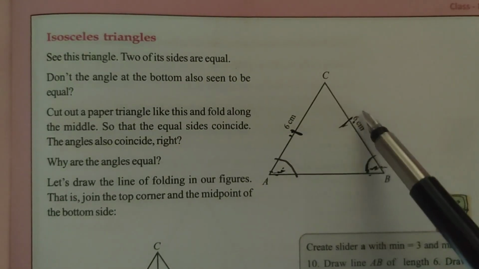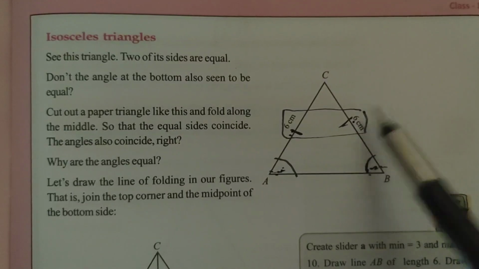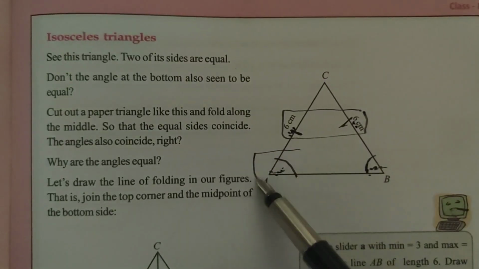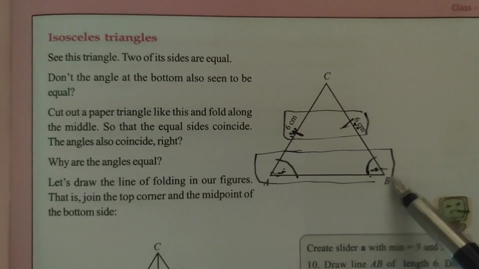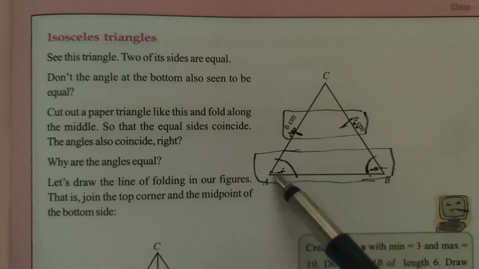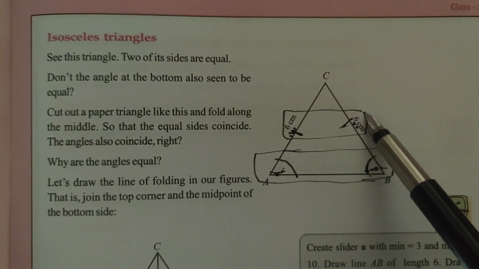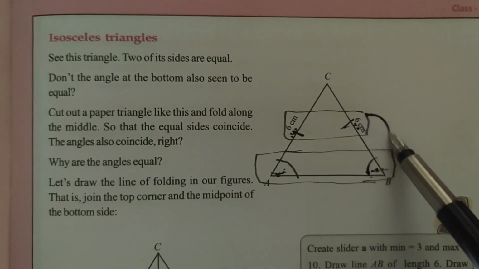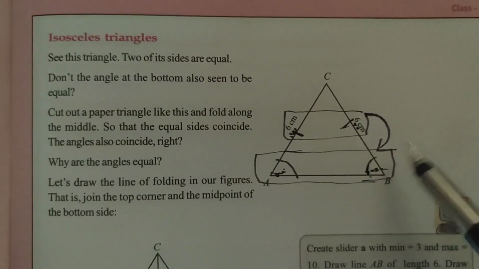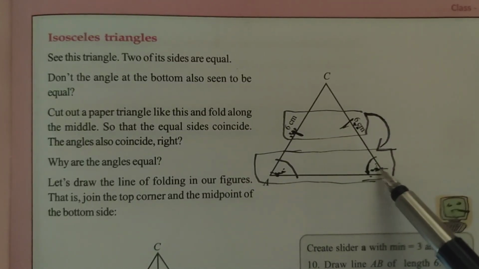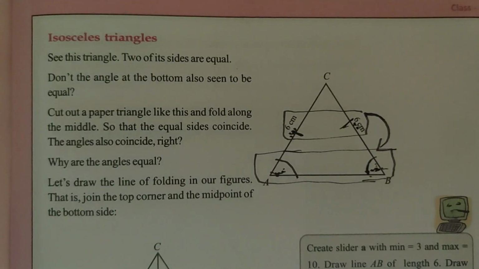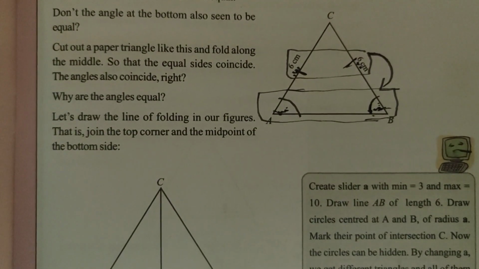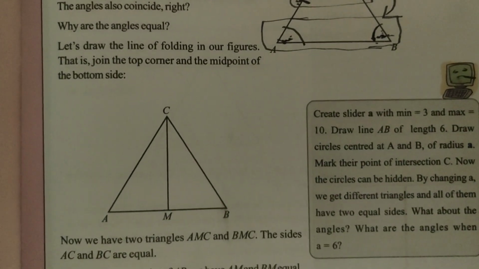From the property that the sides are equal, we want to reach the property that the base angles are equal. Now we put forward some arguments to prove that the base angles are equal. How do we prove it? From the sides being equal, how do we reach the angles being equal?